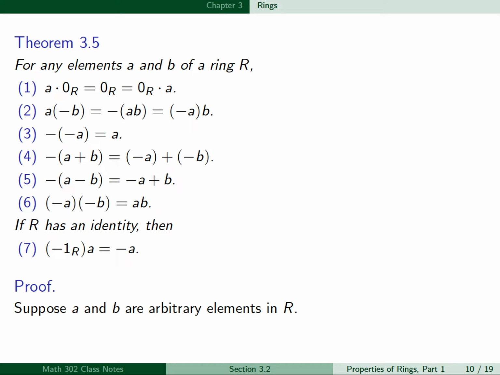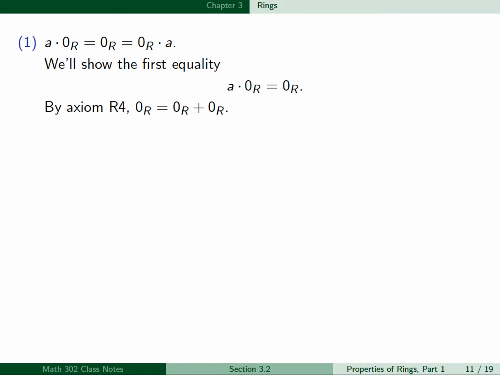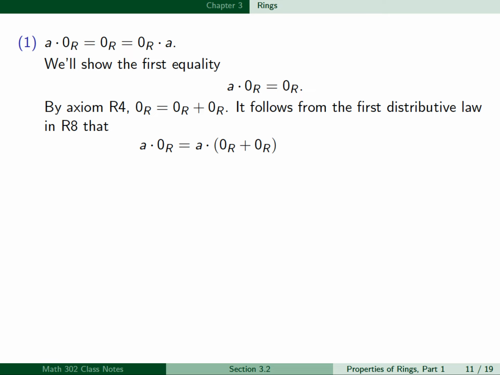So for the proof now, we'll start by supposing A and B are arbitrary elements in R. And then we need to show that each of 1 through 7 hold. So we'll start with 1, and we'll show just the first equality, that A times 0 sub R is equal to 0 sub R. So by axiom R4, 0 sub R is equal to 0 sub R plus 0 sub R. It follows from the first distributive law in R8 that A times 0 sub R will be equal to A times the quantity 0 sub R plus 0 sub R, which will be A times 0 sub R plus A times 0 sub R by the distributive law.